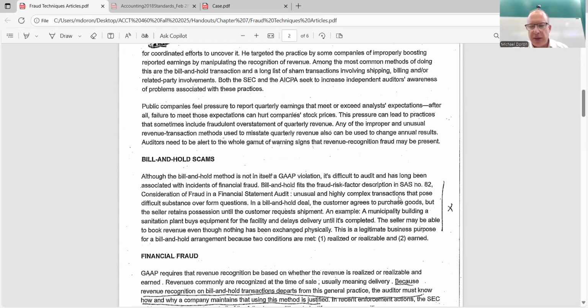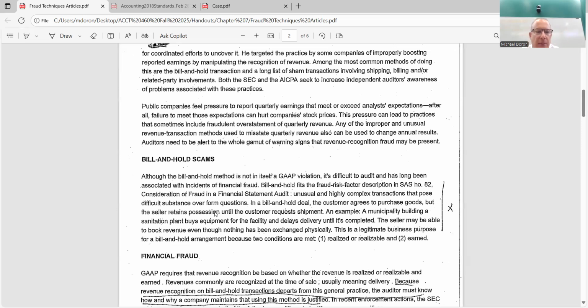Unusual and highly complex transactions that pose difficult substance over form questions. In a bill and hold deal, the customer agrees to purchase goods, but the seller retains possession until the customer requests shipment. An example, a municipality building a sanitation plant buys equipment for the facility and delays delivery until it's completed. Okay, so a city is constructing a new building. They order the air conditioning system months in advance, but they don't want it delivered until the rest of the building is there so that they can install the air conditioning. So that could be a bill and hold.